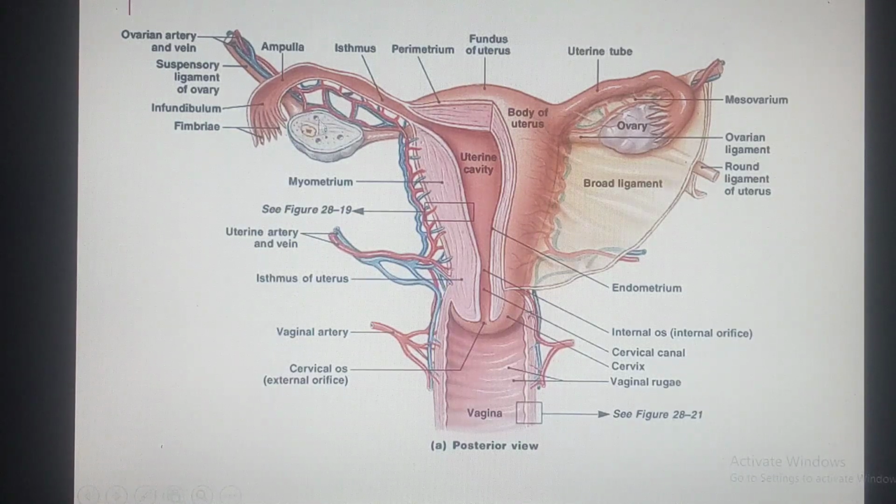Then for parasympathetic innervation, it will be coming from what we call the pelvic plexus. So around the pelvis area, or the uterine plexus, will give what we call parasympathetic innervation to the ovaries. So that is regarding the ovaries that we find.